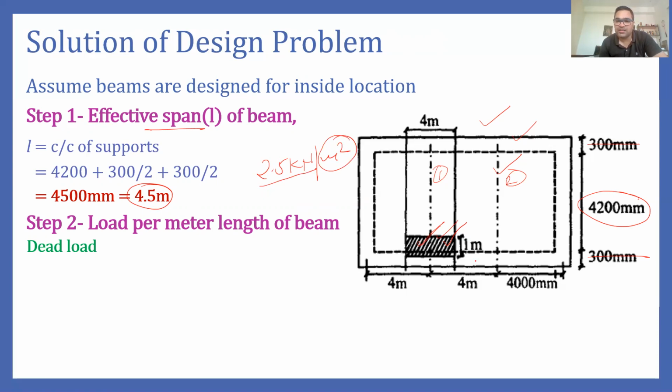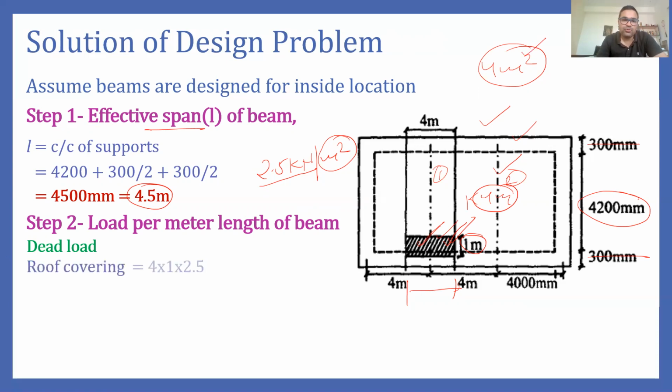But we have the area. How much area we have? We have 1 into this 4 meter. So this shaded area is basically 1 into 4 meters. So basically we have 4 meter square area coming on the 1 meter length of the beam. So total weight of roof covering on this 4 meter square area, it will be 4 into 2.5.